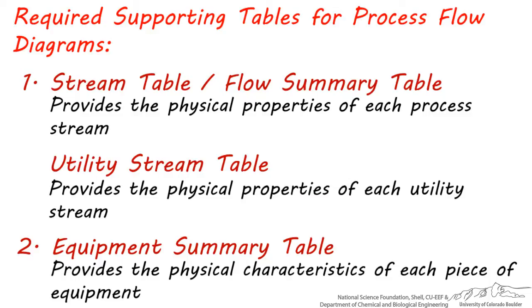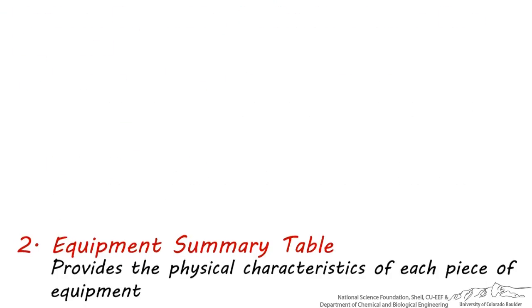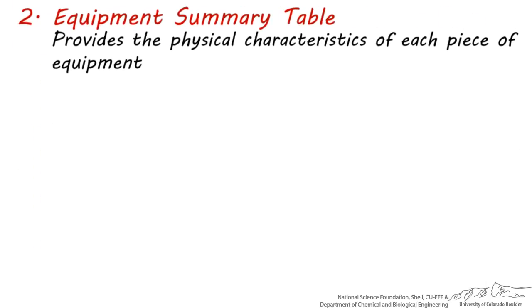Over the past few lectures, we've discussed the required tables which supplement every process flow diagram. We looked at stream or flow summary tables, as well as utility stream or utility summary tables. But there's another critical table which must be provided as a supplement to every process flow diagram, and that's an equipment summary table. Equipment summary tables provide critical physical characteristics for each piece of equipment that has a letter and number designation on a process flow diagram.